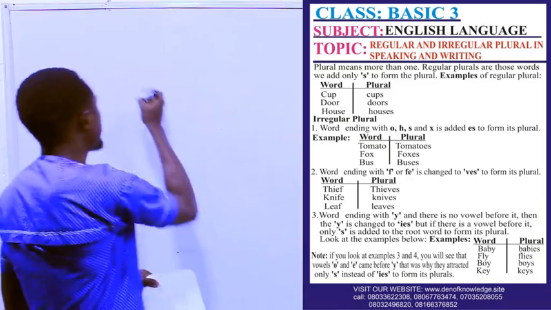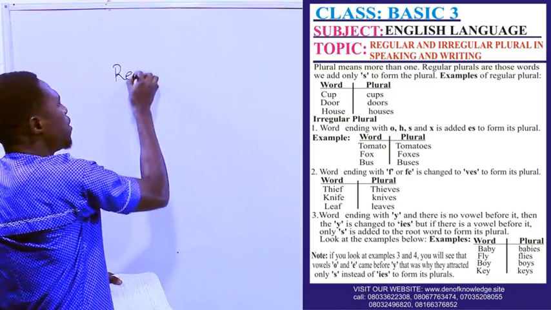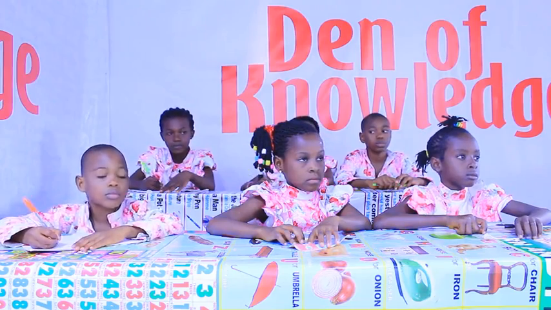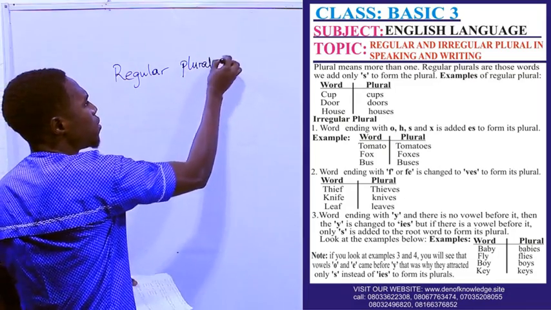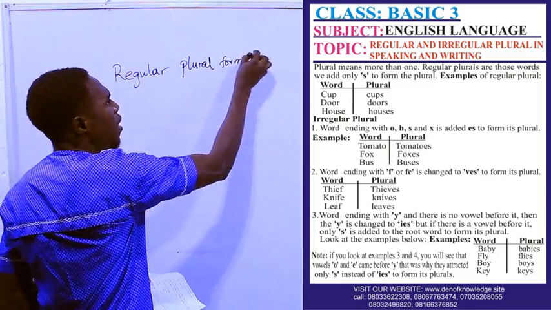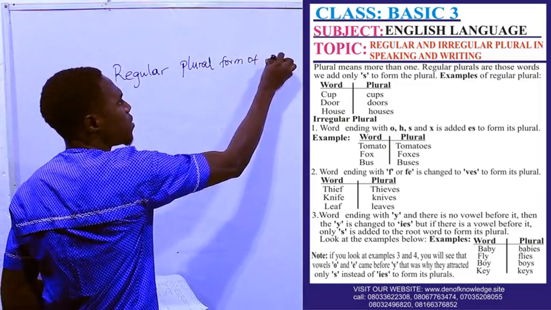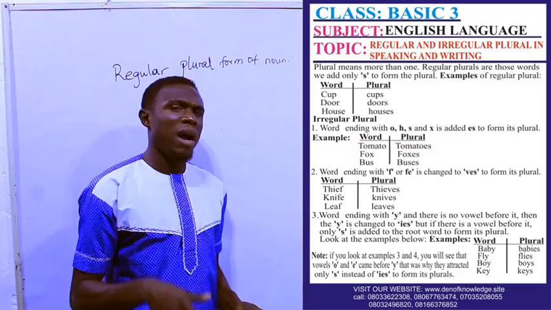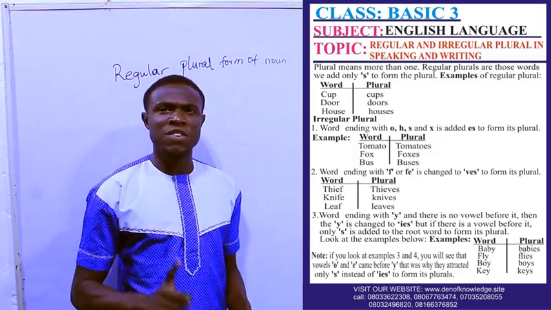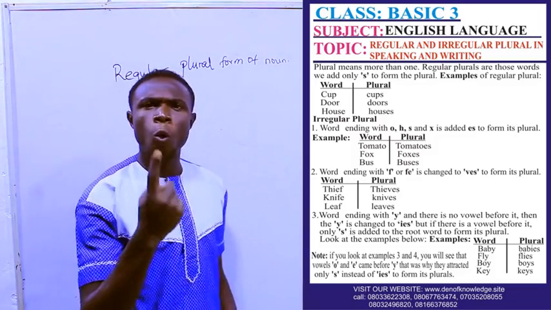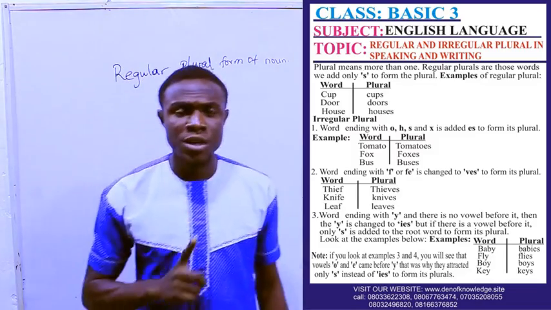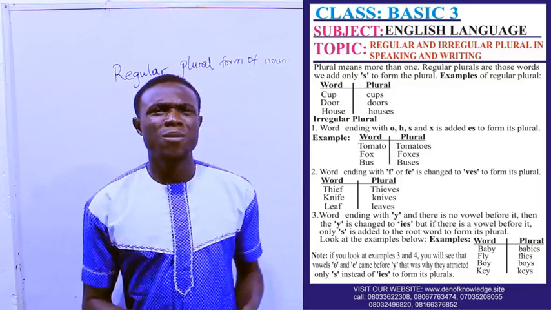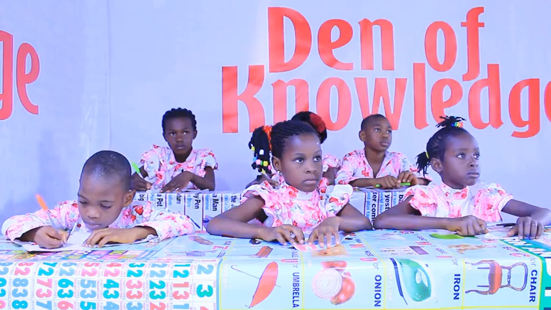Of course, we are going to start with the first one. The regular plural form of noun. Now remember, plural means something more than one. Whenever something is more than one, you call that thing plural.